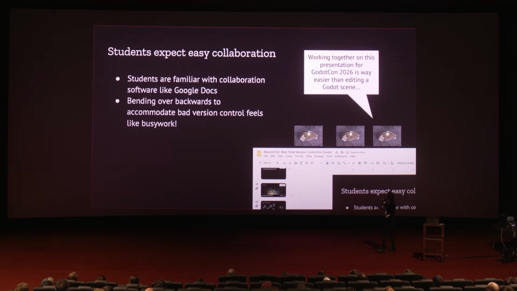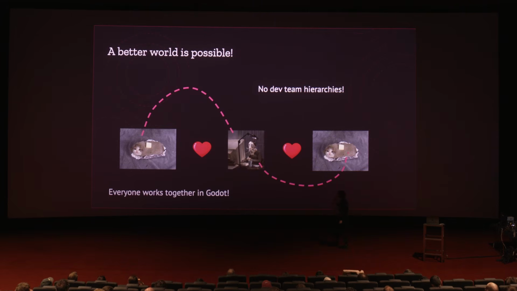And students expect easy collaboration. They don't like to do this stuff. They're used to stuff like Google Docs, where everything's just easy and instant, and bending over backwards to accommodate bad version control feels like busy work. It sucks. And we believe that a better world is possible.